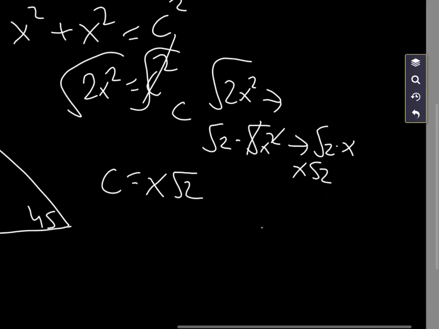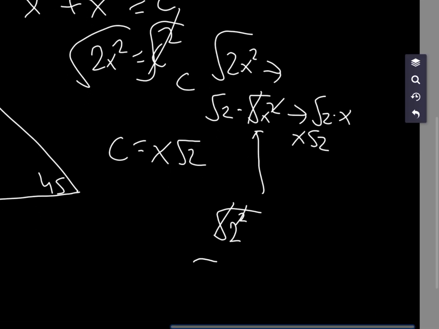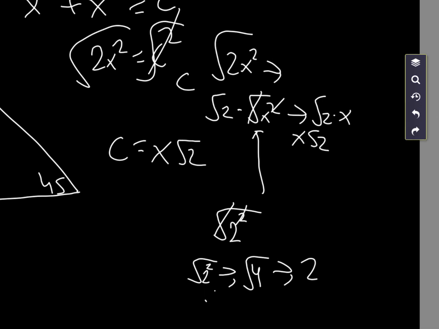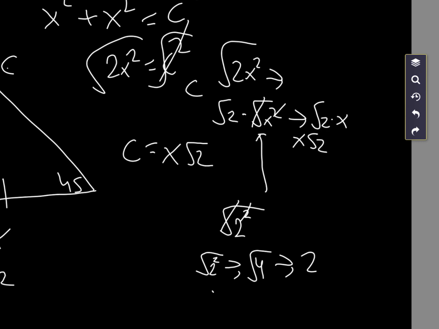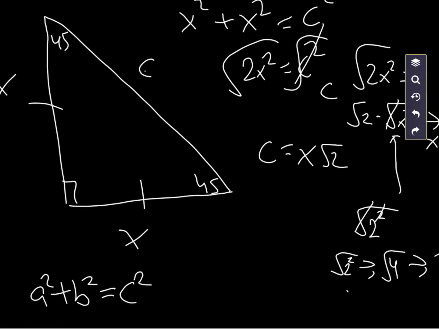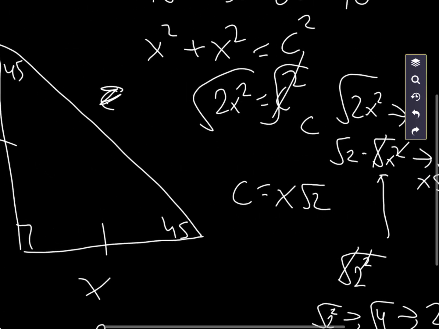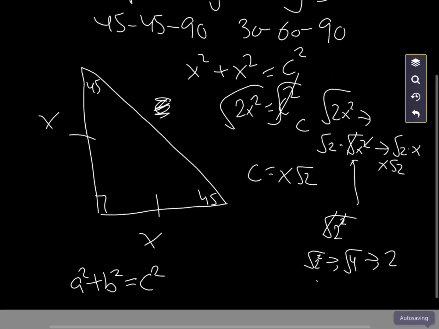And in case you're wondering about this step, if you have something like 2 raised to the second power, the square root and the exponent are just going to cancel out, right? Because the square root of 2 squared, that's the square root of 4, and it's just going to simplify back to 2. So anything raised to the power of 2 is going to be just itself without the square root. Okay, so c equals x radical 2.